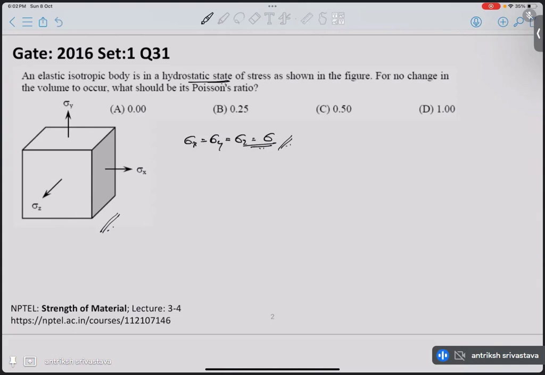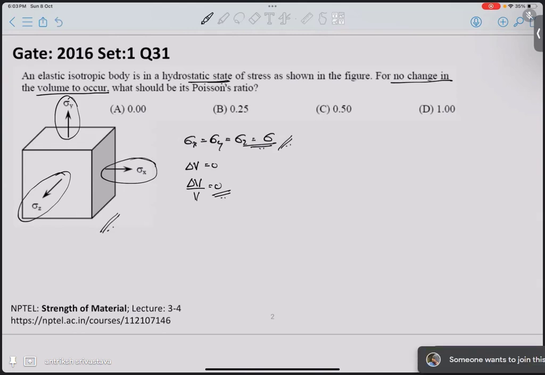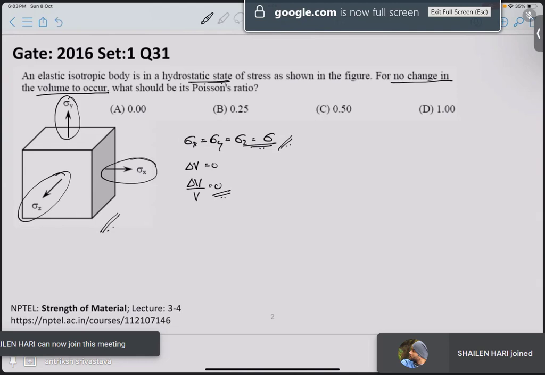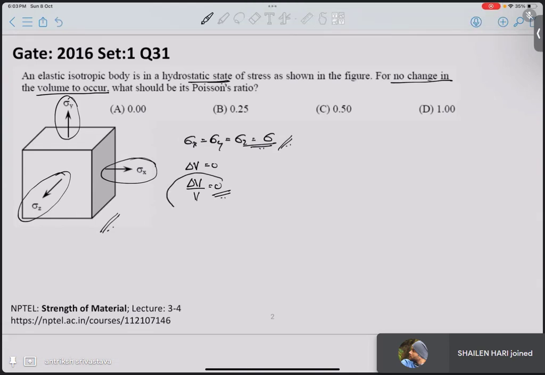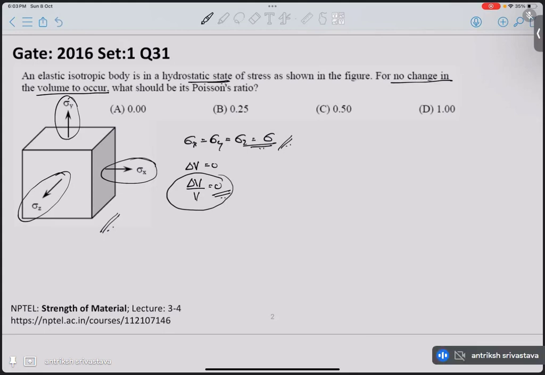Now we know this, and we are given another piece of information that there is no change in the volume. That means delta V is equal to 0, so the volumetric strain is also equal to 0. Now how do we write volumetric strain? If we have forces from three directions, we can sum up the strain in each of these three mutually perpendicular directions to get the volumetric strain. So for our case, it is going to be epsilon x plus epsilon y plus epsilon z, right?